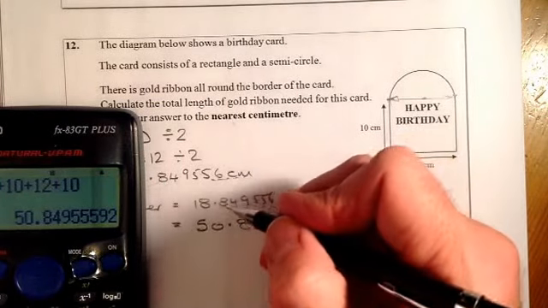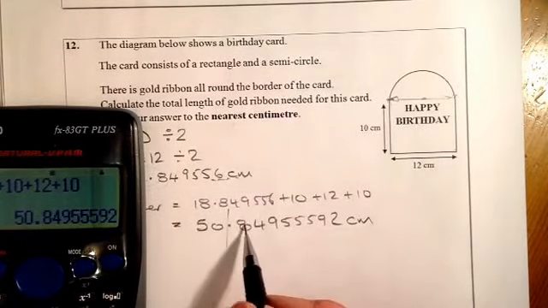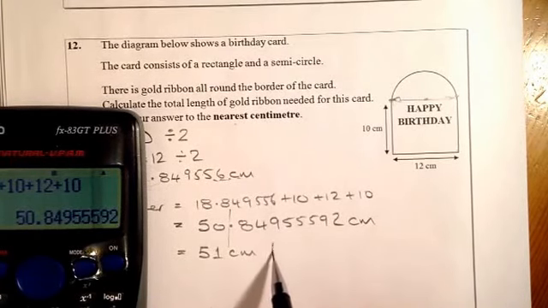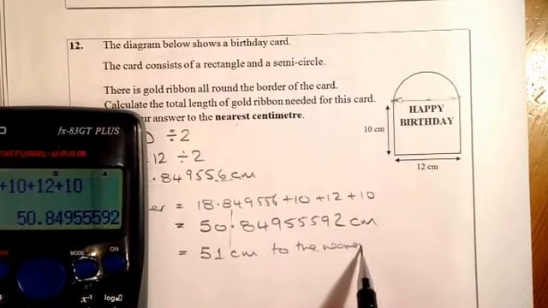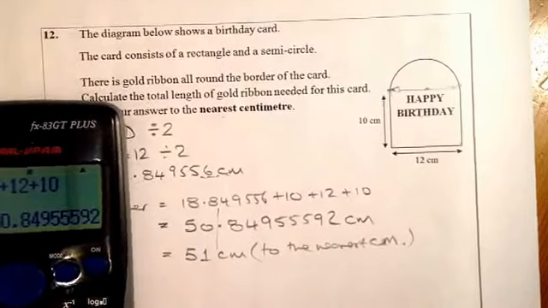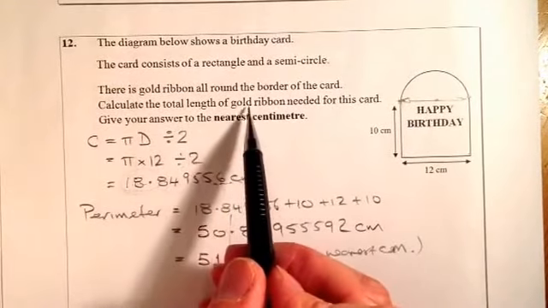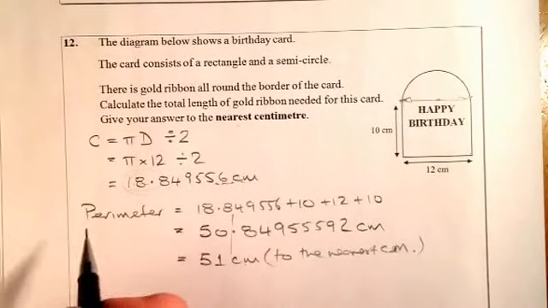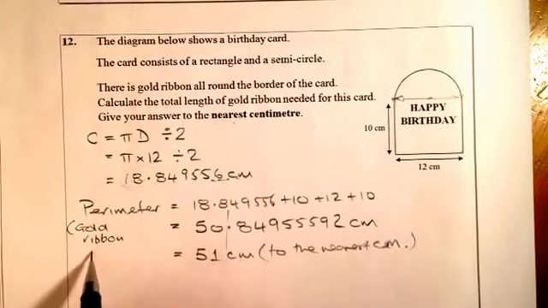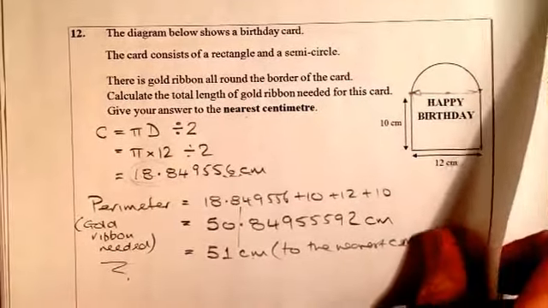Just after leaving that number in the calculator, I have to round it to the nearest centimetre. So what I'll be doing is I'll be cutting the number here, okay, because that answer is going to be in centimetres. 8 is going to change the 0 up to 1, so it's going to be 51 centimetres to the nearest centimetre. Okay, so that there, when I worked out the perimeter, that's going to calculate the amount of gold ribbon that I'm going to need. So that's the gold ribbon needed. Okay, and that's question 12.